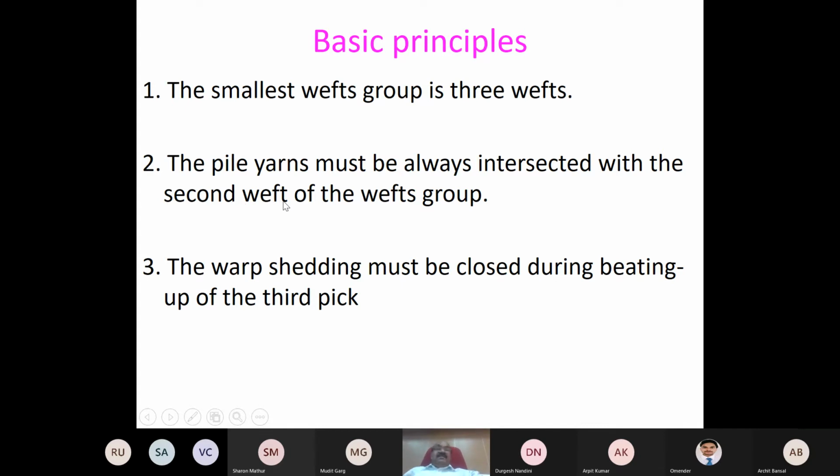The pile yarns must always be intersected with the second weft of the weft group. The warp shed must be closed during beat-up of the third pick. When the third pick beat-up takes place, the shed should be closed so that all three picks are dragged or pushed forward to the fell of the cloth to make the fabric formation complete cycle.